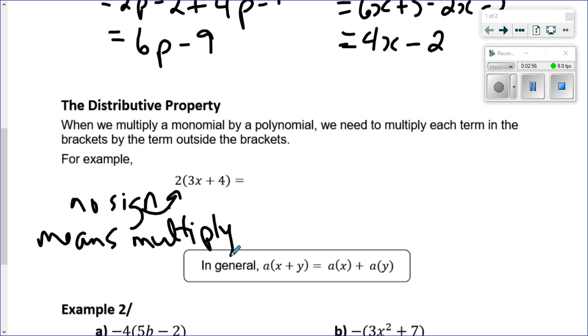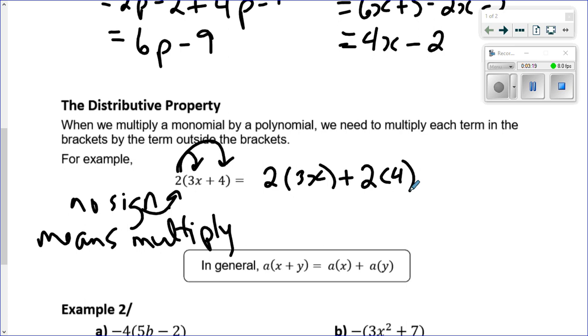I know I've had this conversation with some of you, and a lot of you know it already. So it means that we're taking that 2 and multiplying it by the 3x. We're taking that 2 and multiplying it by the 4. Now, you won't always have to write it out this way. I'm just doing it for teaching purposes. So we multiply by everything in the brackets: 2 times the 3x, 2 times the 4.